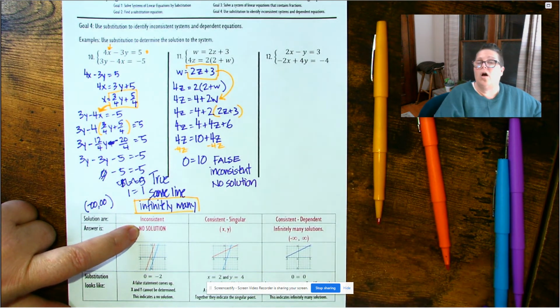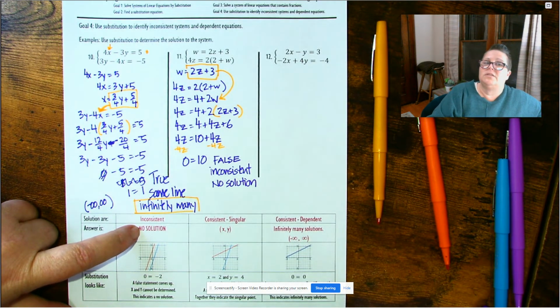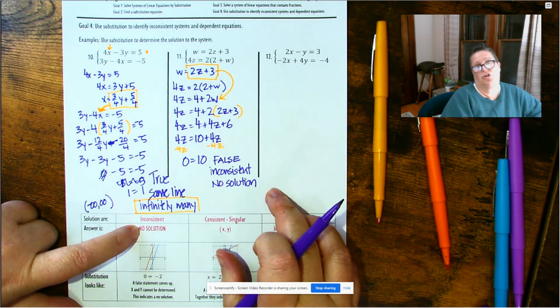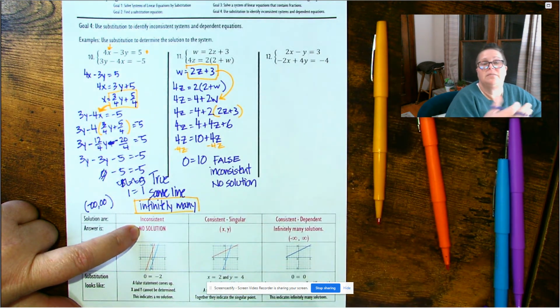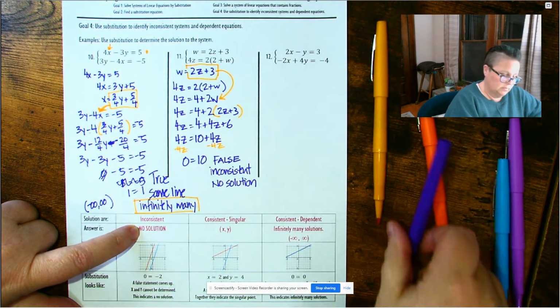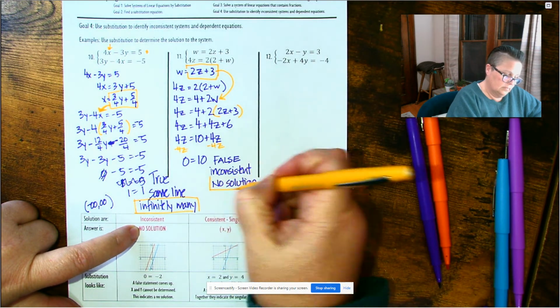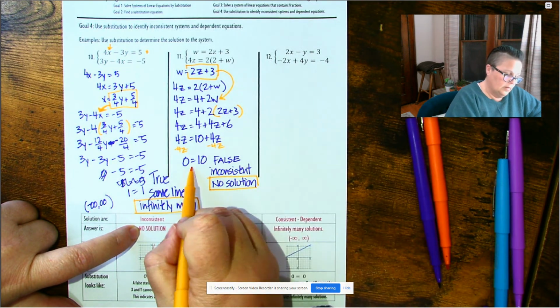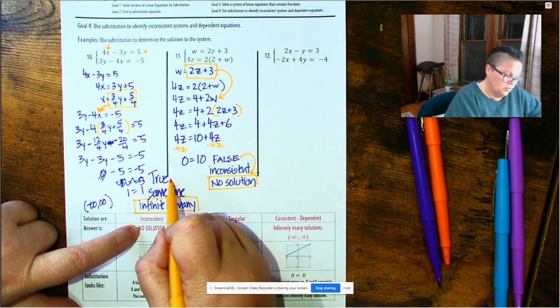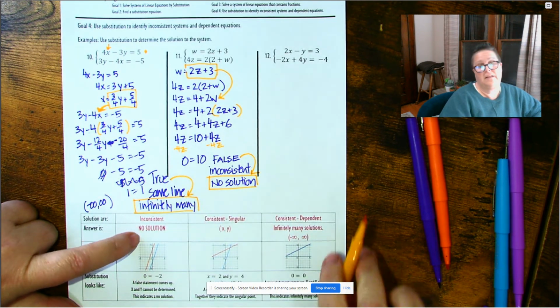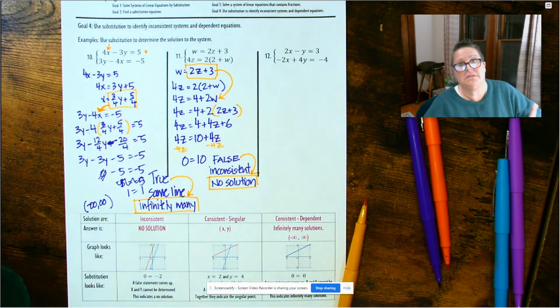And if you recall, when there was no solution, that meant that our lines were parallel. So in a graphing picture of these two equations, we would expect that the lines would be parallel. The false statement gives us no solution. The true statement gives us infinitely many. This is important to note.